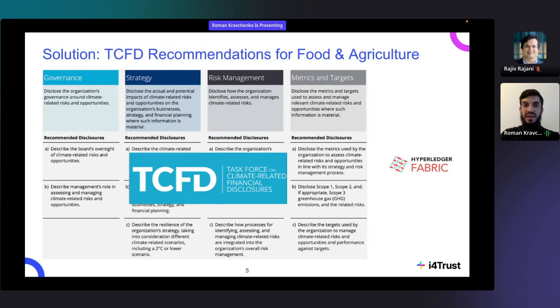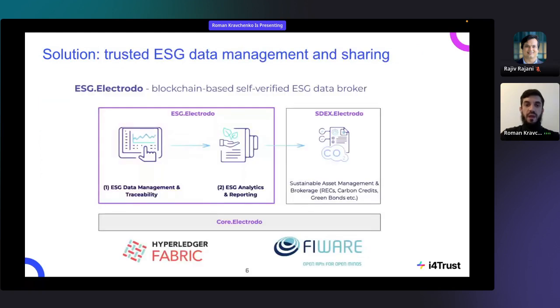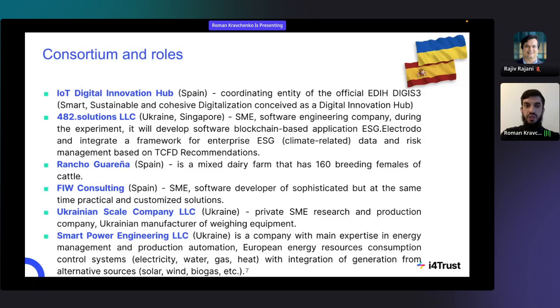Our experiment is based on the adoption of TCFD recommendations and frameworks, these international standards on how we can assess and manage climate-related risks and disclose information about this process. And we use blockchain from Hyperledger Fabric to verify the life cycle of ESG data and climate-related risk management for the food industry. For this experiment, we provide some part of our technology from the Electroda product, and during the experiment, we will build the application ESG Electroda. This application is a blockchain-based self-verified ESG data broker, using FIWARE components and iSHARE components.